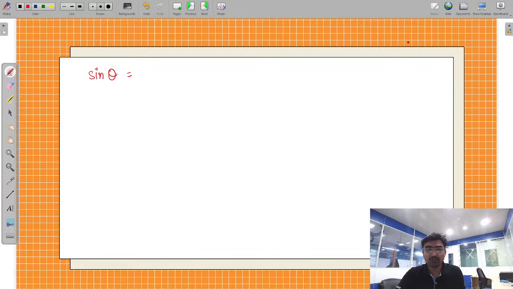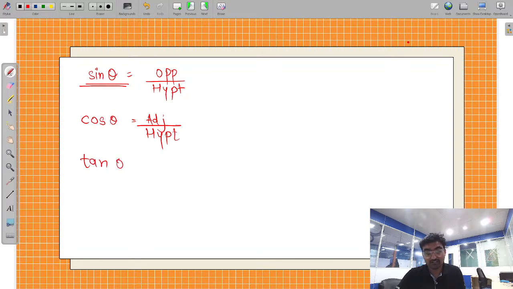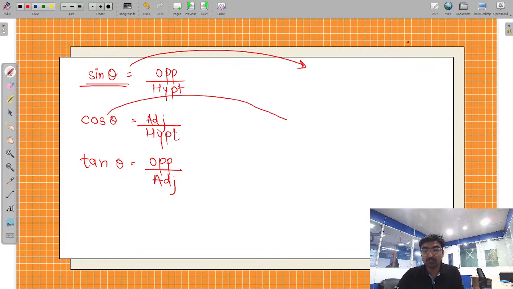Can anybody tell me what is sine theta? What is the ratio of sine theta? It is opposite upon hypotenuse, correct? Now, what was next after sine? It was cos, correct? For cos, it was adjacent upon hypotenuse, correct? Next was tan. We are just revising, okay? So for tan, it's opposite upon adjacent, and the remaining things I guess you remember: opposite of sine, then opposite of cos, and then opposite of tan.